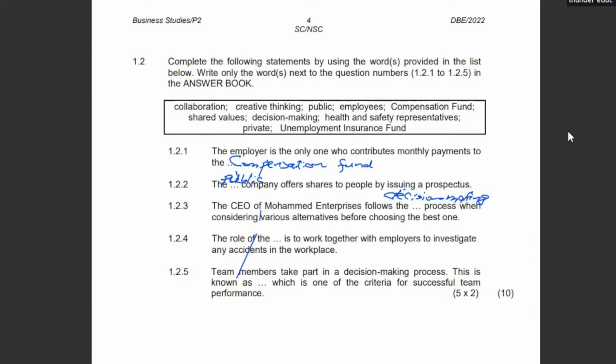Right. So now we have 1.2.4. The role of the dash is to work together with employers to investigate accidents in the workplace. So meaning here, people can be involved in the issue of accidents. They are the ones that fall under the health and safety representatives. So the correct answer here is going to be health and safety representatives.